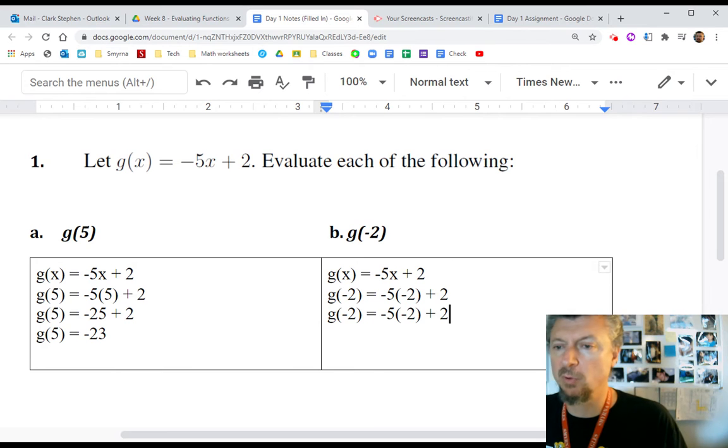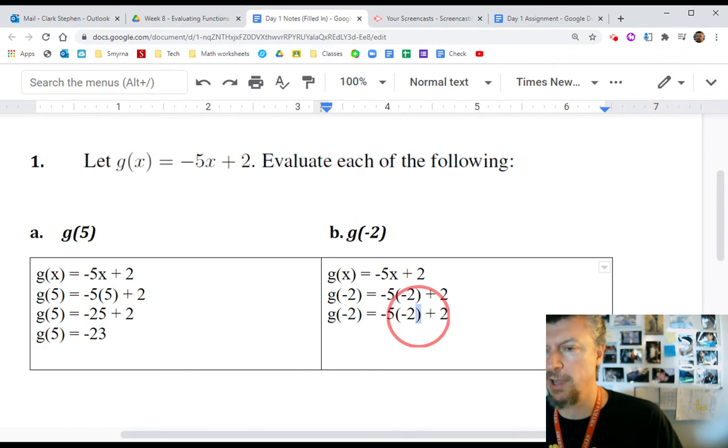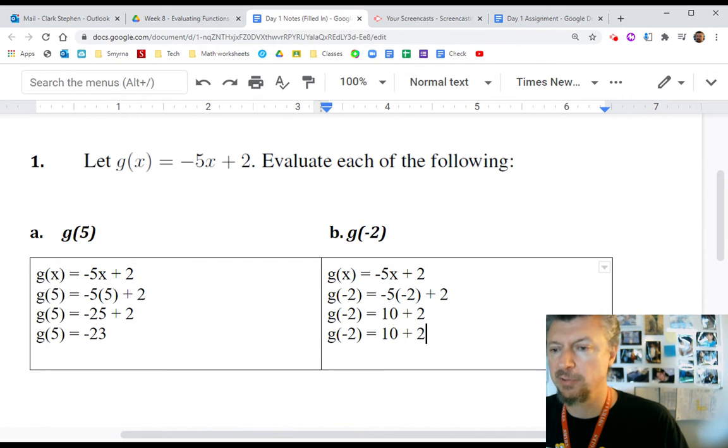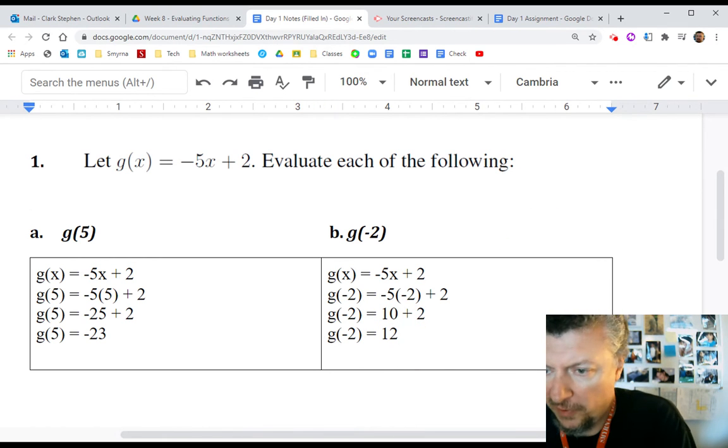Now, you know you do your multiplication first. What's a negative times a negative? Positive. 5 times 2, 10. All right. Going down here, 10 plus 2, 12. So this final thing here says when you plug in a negative 2, you get a 12. g of negative 2 equals 12.